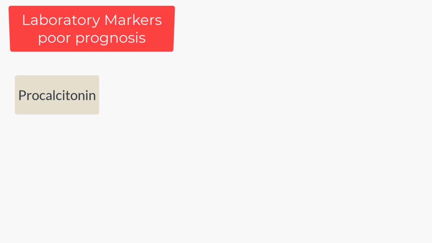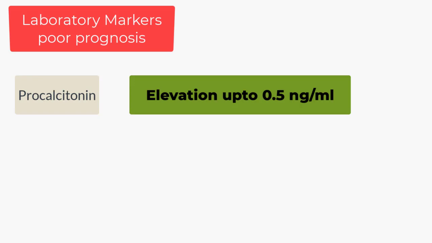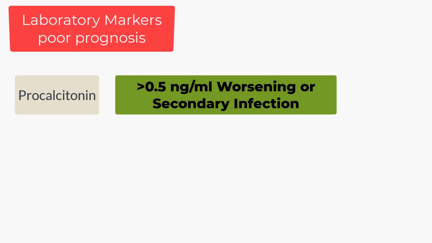Next, we have procalcitonin. Normal values are less than 0.1 nanogram per ml. Values up to 0.5 nanogram per ml are found in severe COVID, and values above these are also seen in secondary bacterial infections. Hence, a progressive increase in procalcitonin with clinical deterioration is seen in worsening COVID, or it is associated with secondary bacterial infections.